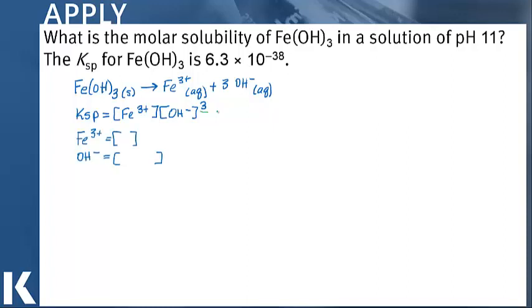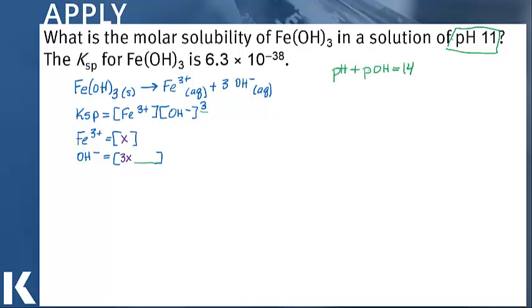When I look, I know that the iron(III) hydroxide, x means ion. There is 1 iron(III) ion, so that's going to be x, and there are 3 hydroxide ions, so that's going to be 3x. But I don't yet know what the concentration is of the hydroxide ions that are in the solution. So I have to figure that out using the fact that they tell me that this is in a solution that is a pH of 11.